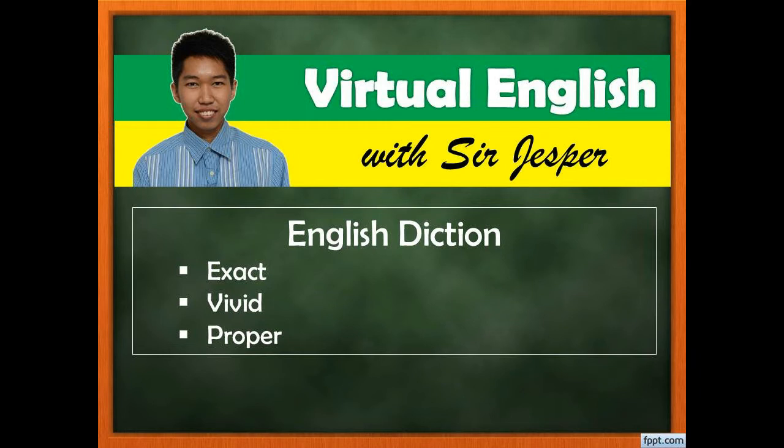For today's lesson, we will learn about the three types of English diction or word choice. They are exact, vivid, and proper. In academic writing, diction is very important because once you choose the wrong words, your readers might misinterpret the message you intend to convey.